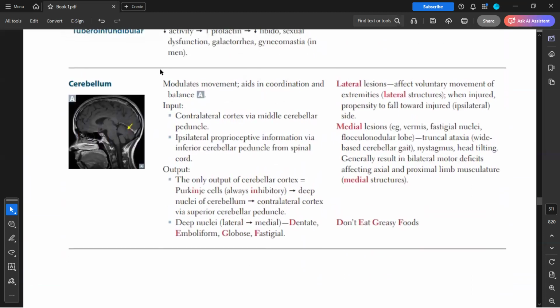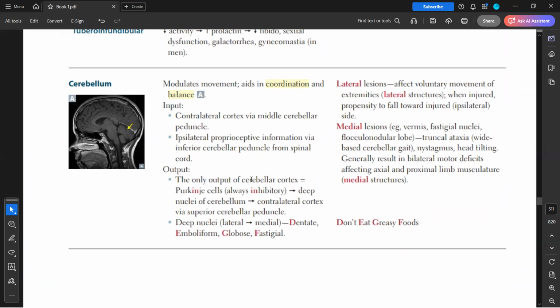Yeah, in the previous videos I promised that I would definitely talk about the cerebellum. So here we are. It modulates movement and aids in coordination. We discussed this before. Cerebellum, whenever you hear it, just think of balance. Input: contralateral cortex via the middle cerebellar peduncle. Cerebellum is lying right here, and ipsilateral proprioceptive information via the inferior cerebellar peduncle from the spinal cord.